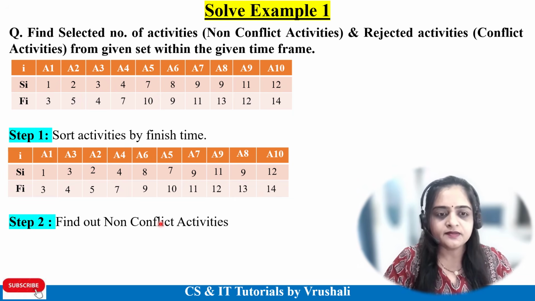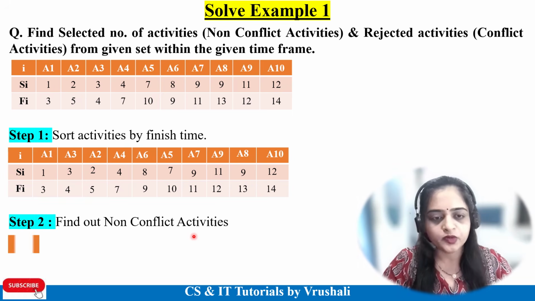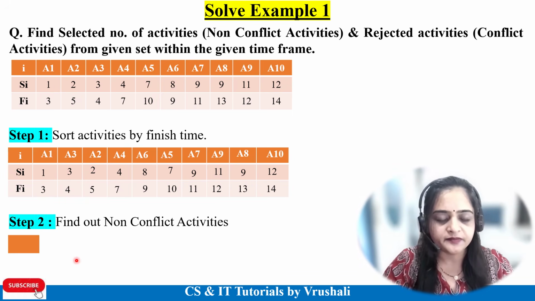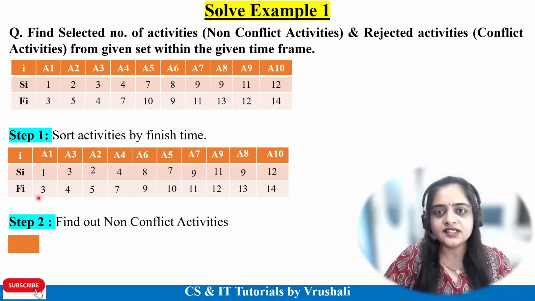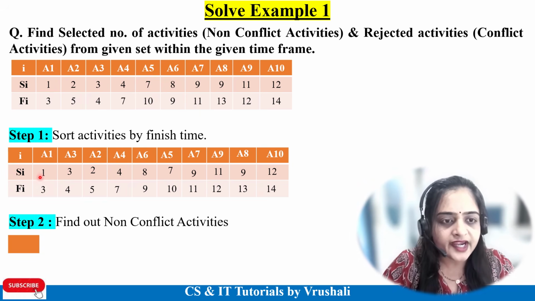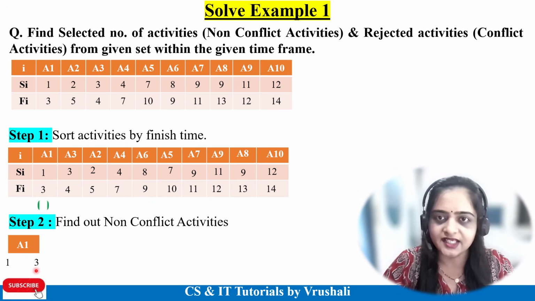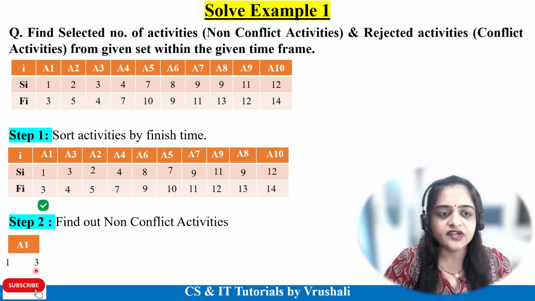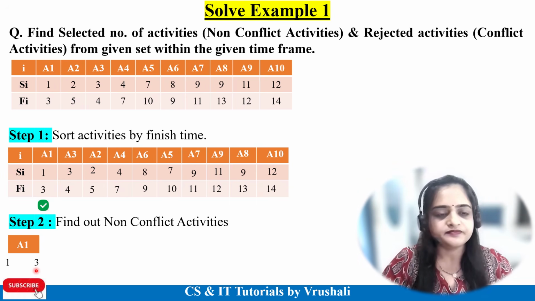Now in the second step you have to find out all the non-conflict activities. Okay. So how to find out? See, you have to mention all these activities one by one sequentially, right? See, at 1 o'clock A1 activity has started, right? So just mention A1, their start time is 1 and their finish time is 3, right? Means your activity 1 is performed between 1 o'clock to 3 o'clock.